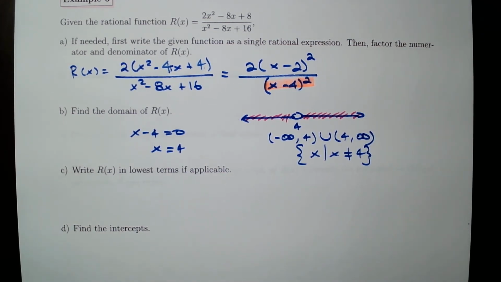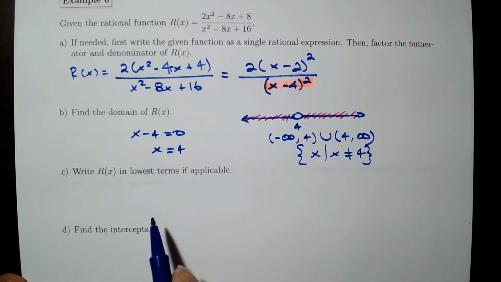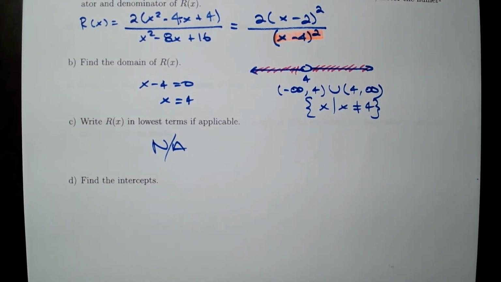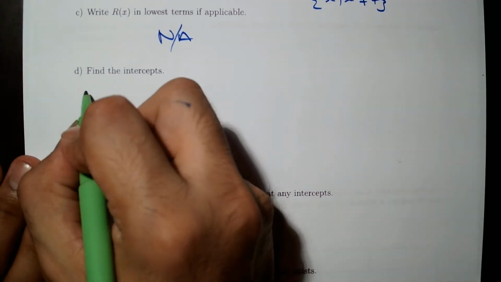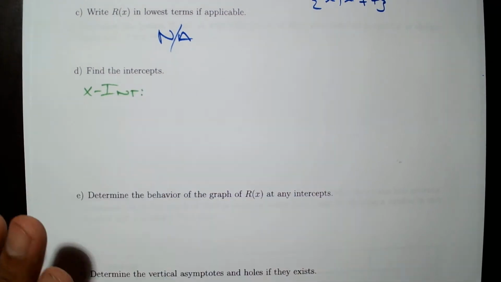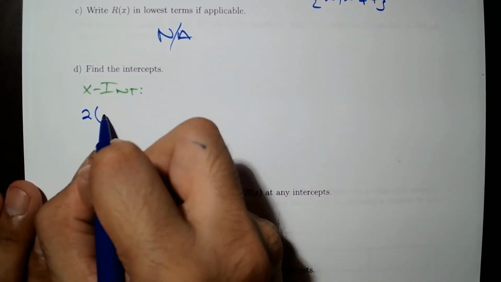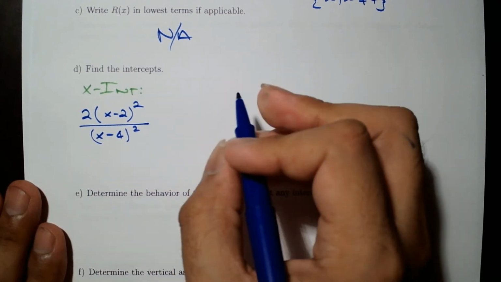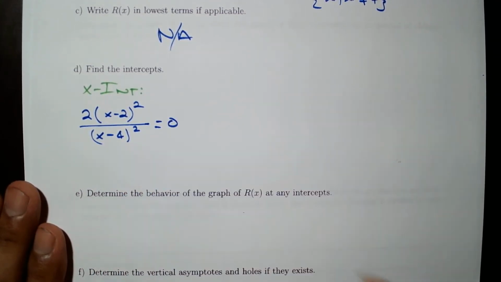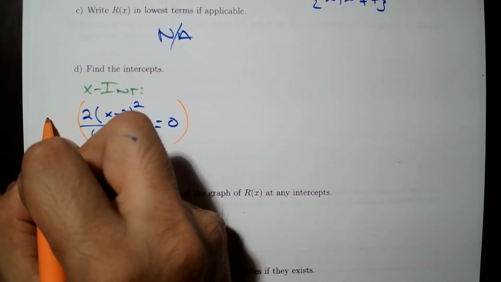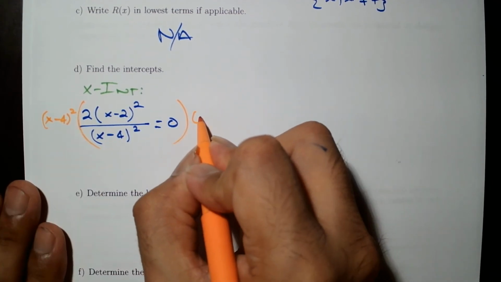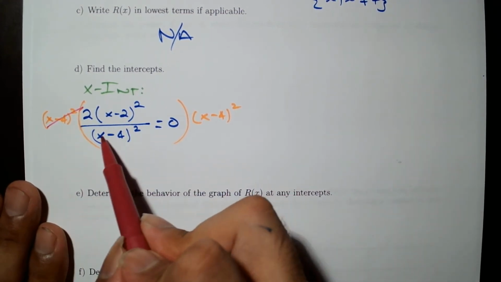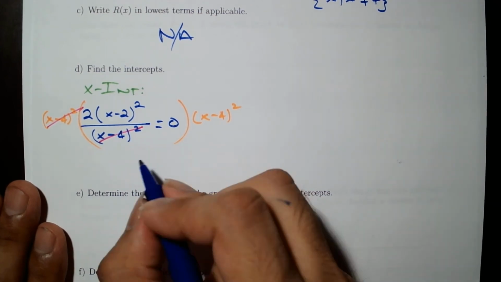Write r of x in lowest terms if applicable. Well, in this case, nothing divides out. So not applicable. Find the intercepts. Alright, let's find the intercepts. X-intercept: two times (x minus 2) squared over (x minus 4) squared. Set that equal to 0. Multiply both sides by the denominator, (x minus 4) squared, in order to get rid of it so we can proceed and solve this equation for x. These cancel out. 0 times whatever quantity is still 0.